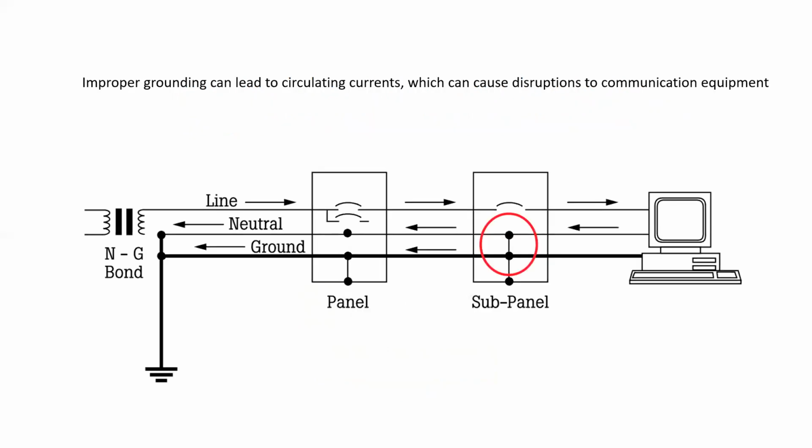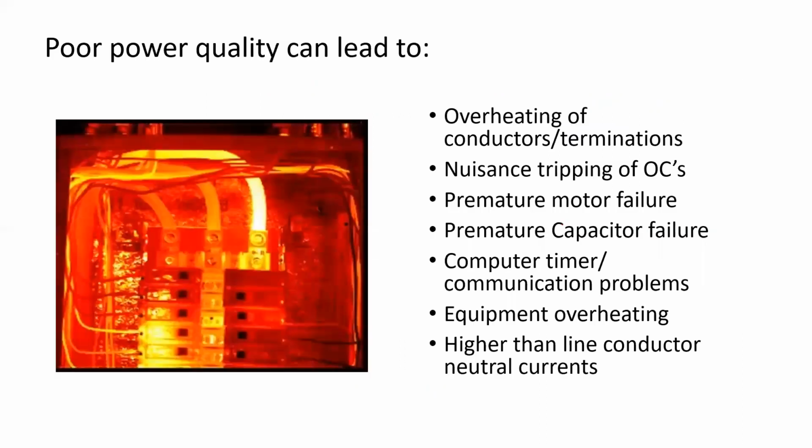Finally, the last item that can have significant impacts on power quality is improper grounding. This can lead to circulating currents, which cause disruptions to communication equipment. So poor power quality can lead to overheating of conductors and terminations, nuisance tripping of overcurrents, premature motor and capacitor failure, computer, timer, and communication problems, general equipment overheating, and funny enough, higher than line conductor neutral currents.